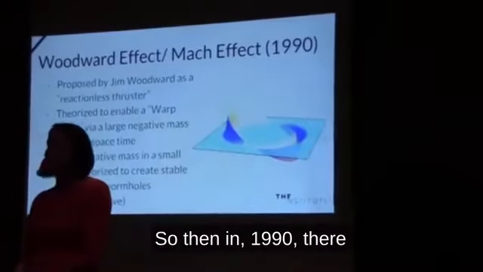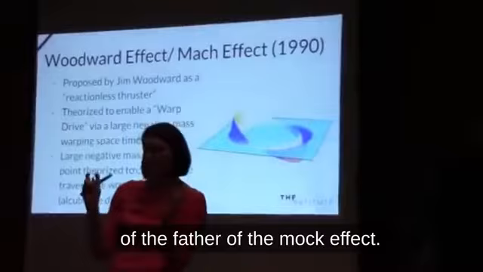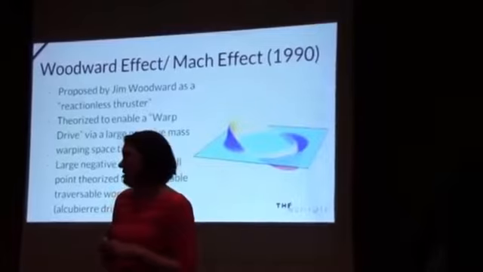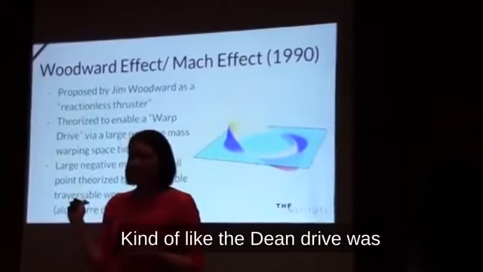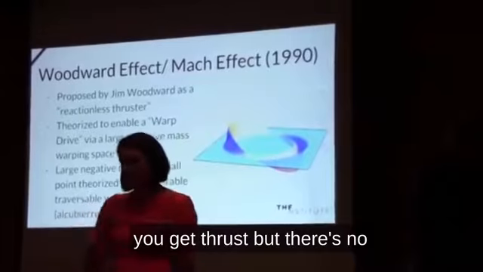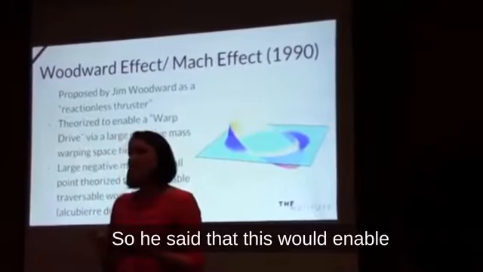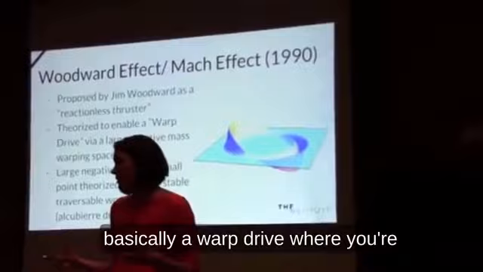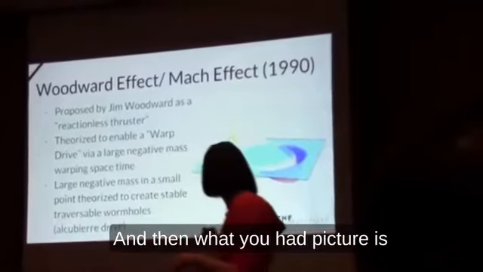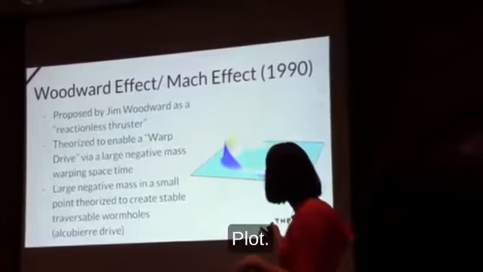So then in 1990, there was the Woodward effect. Jim Woodward is known as sort of the father of the Mach effect. Sometimes you hear about the Mach effect in popular literature. This is another reactionless thruster, kind of like the Dean drive was a reactionless drive, meaning that you get thrust, but there's no propellant coming out the other end. He said that this would enable basically a warp drive where you have a large negative mass and then it warps space-time. And then what you have here is something called an Alcubierre plot.